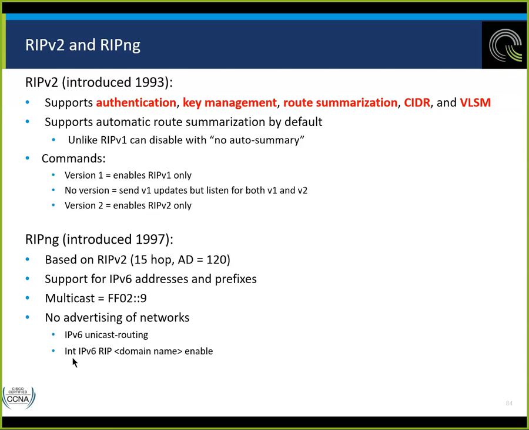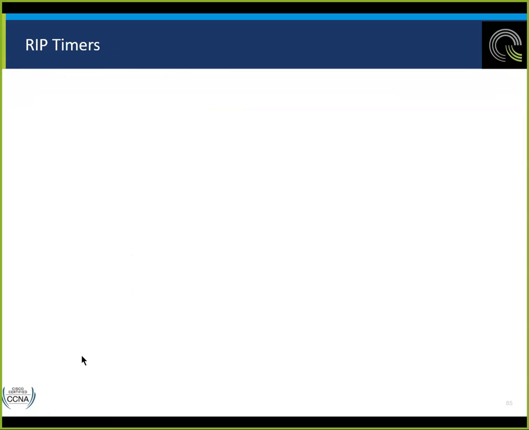No advertising IPv6 networks. We still have to do the ipv6 unicast-routing in order to turn it on, just like you're always going to have to do in these devices in order to turn on IPv6 routing. Then the interface command ipv6 rip, and then the domain name. When we look at OSPF, I want to show you the differences between IPv4 and IPv6 other than the addressing. The way we configure it is different.